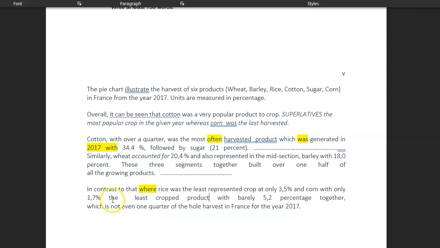Oh, okay. 1.7. Sorry, were, so I didn't see that. Were products with barely 5.2% together, which was past simple, not even 1/4 of, well done, whole, harvested in France in the year 2017. You could have a lovely sentence as well.